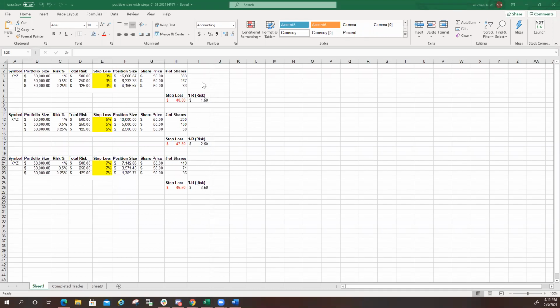As you see, as you give the position size a slightly bigger stop loss, your number of shares goes down. If you follow the IBD and CAN SLIM rules, their maximum stop loss is roughly 7 to 8%. For new traders, I would encourage a stop loss between 3 and 5%, or between 5 and 7%.